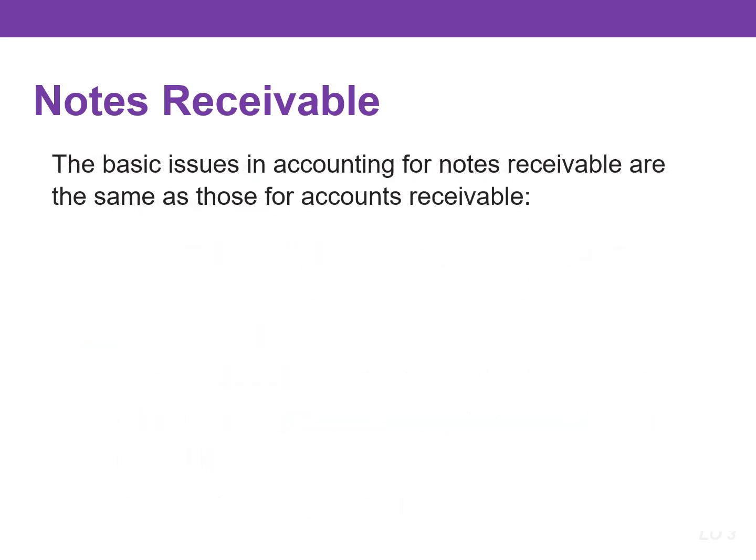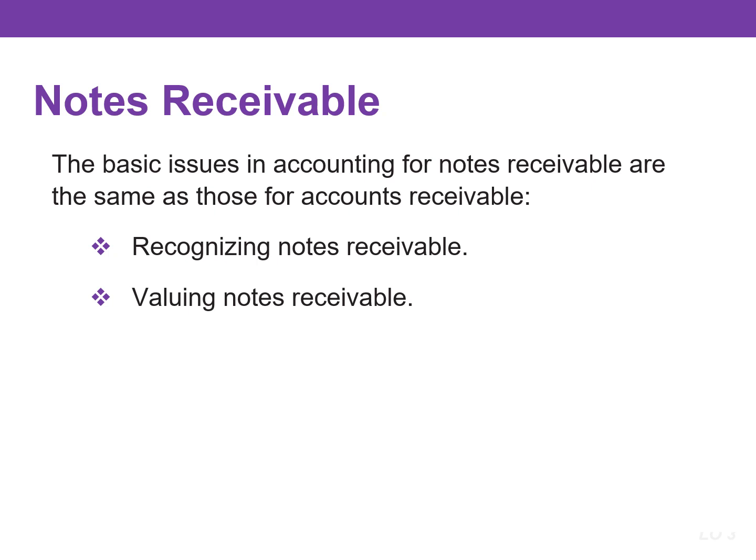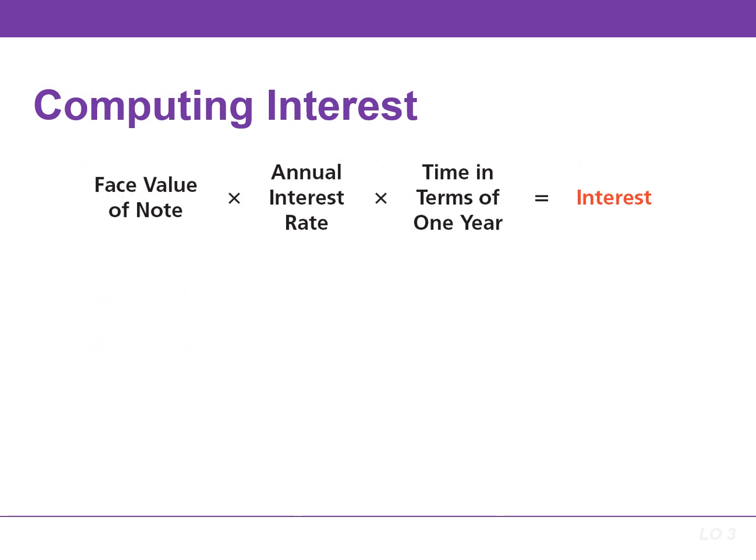The basic issues in accounting for notes receivable are the same as those for accounts receivable: recognizing notes receivable, valuing notes receivable, and then finally disposing of notes receivable. We will address these issues, but before we do, we need to compute interest. The formula for computing interest is PRT, or principal times rate times the time period.